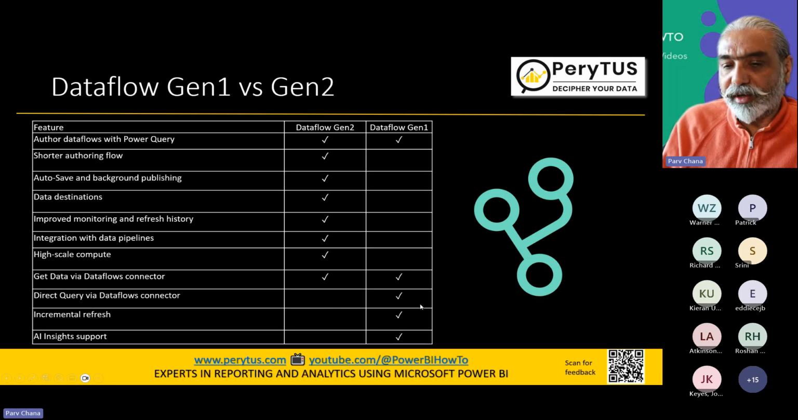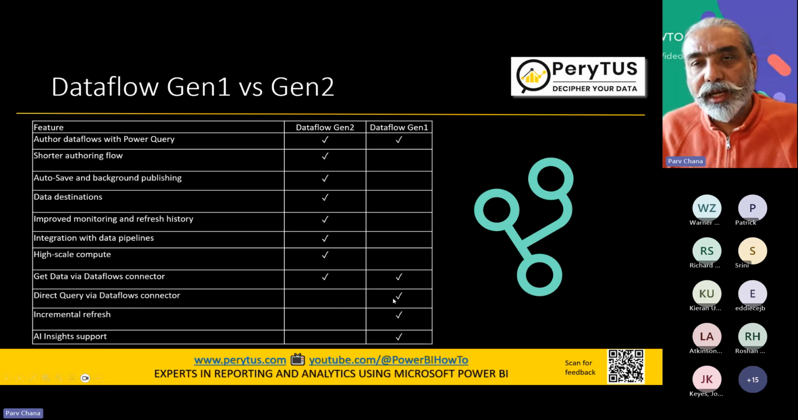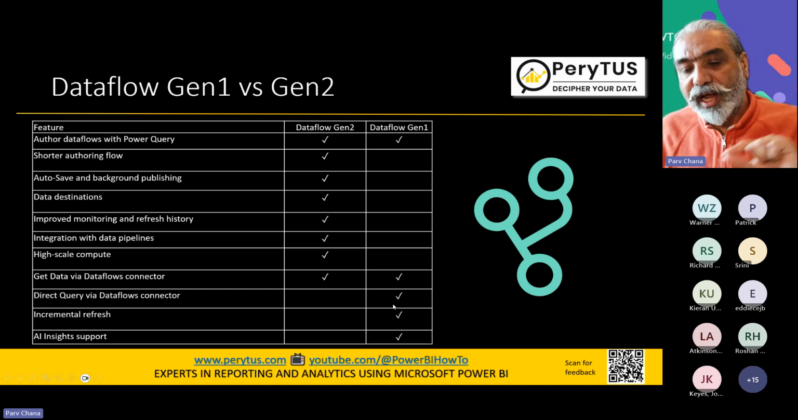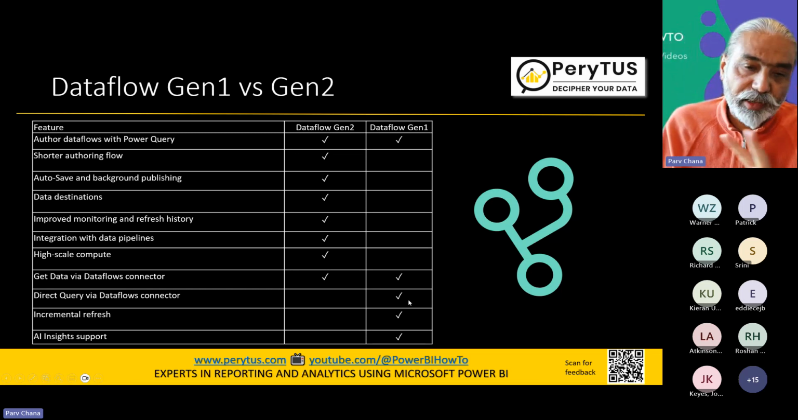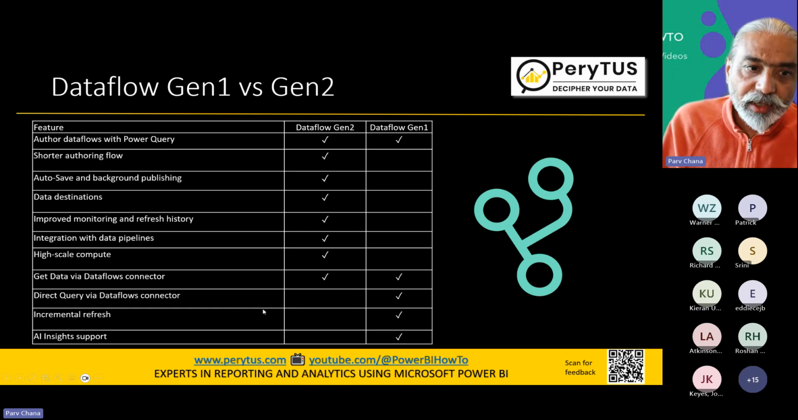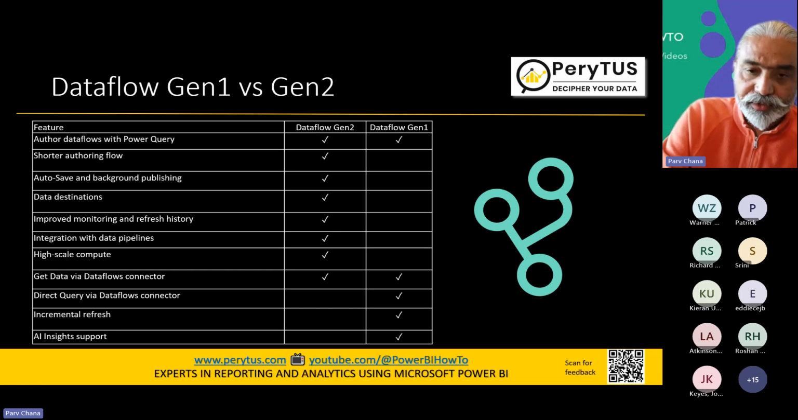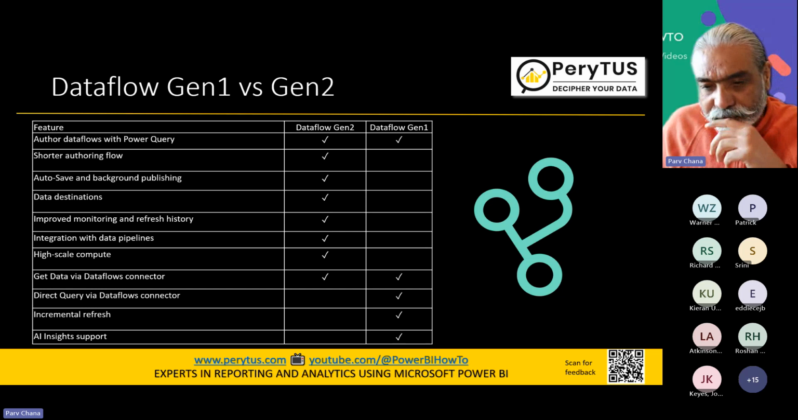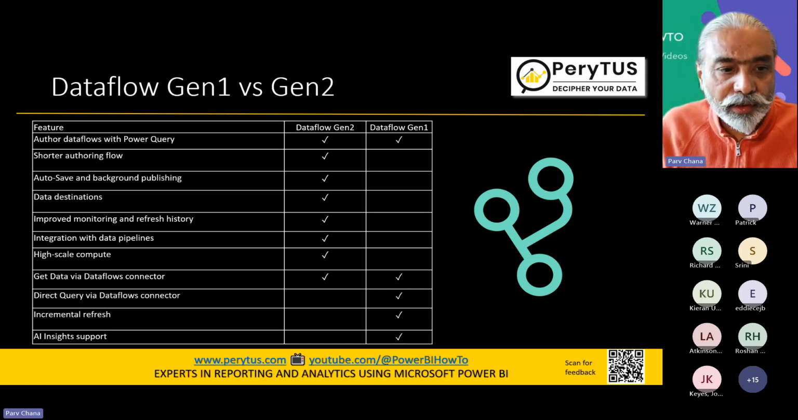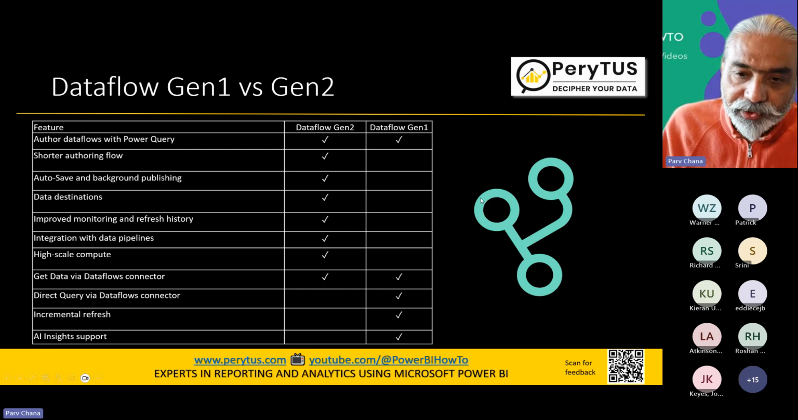Direct query via the dataflows connector: if you're using Power BI and you want to connect to the dataflow, you can use direct query instead of importing. In Power BI, you can import or you can use direct query. Gen 1 allows you to connect with the direct query dataflow connector, but I think Gen 2 does not. Incremental refresh is still not available in Gen 2, but you can have the output go to your warehouse, the staging, excuse me, and then you can use your own incremental techniques for the final output.